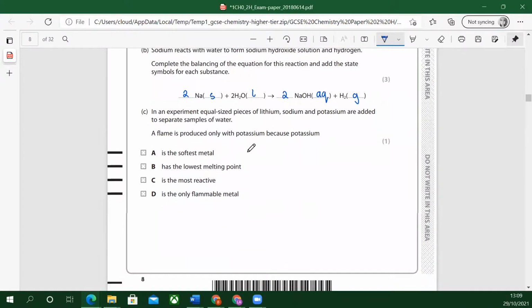In an experiment, equal size pieces of lithium, sodium, and potassium are added to separate samples of water. A flame is produced only with potassium because, you can probably guess... Sometimes you get a flame with sodium too, so I'm just going to say it's not just because it's flammable, because they all are actually. Sometimes you get a flame with sodium, and it's because it's the most reactive. Okay, let's go on to the next one.